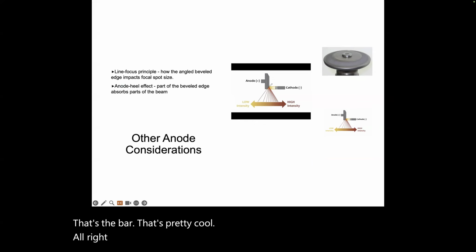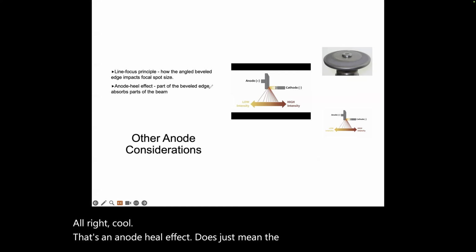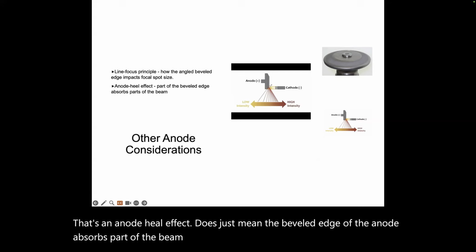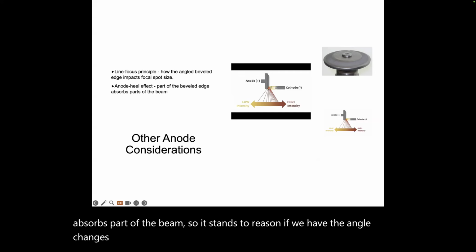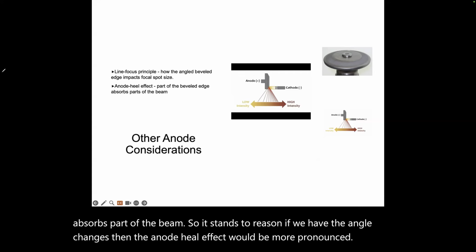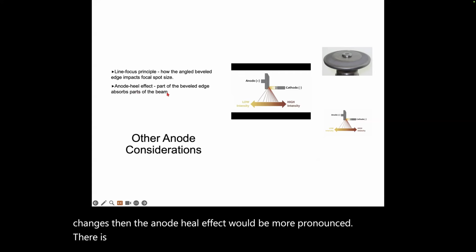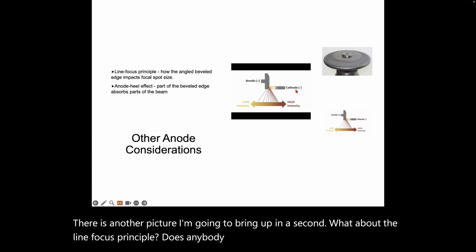All right, so that's the anode heel effect. This just means the beveled edge of the anode absorbs part of the beam. So it stands to reason that if the angle changes, then the anode heel effect will be more pronounced. There is another picture I'm going to bring up in a second. What about the line focus principle? Does anybody know what this means?